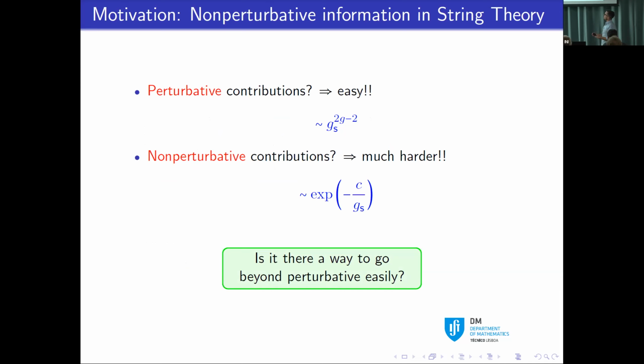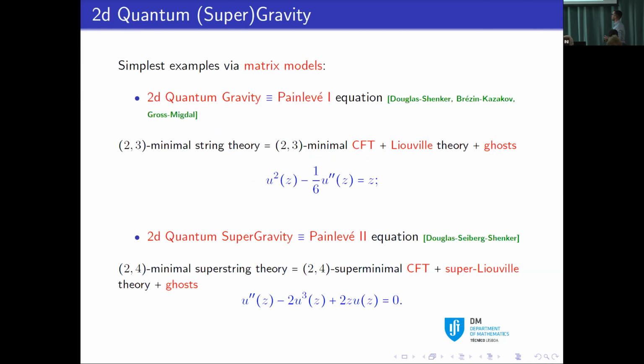So motivation, what's the motivation? We know that in string theory, as Max was saying very neatly, perturbative contributions are easily obtainable. And the non-perturbative contributions are the ones that are normally much harder to obtain. Of course, this depends on the setup, but let's say in general string theory you can do this. So we want to understand if there's a way of going beyond perturbative that is kind of easy. At least we can do something, even if we don't have a nice interpretation of it.